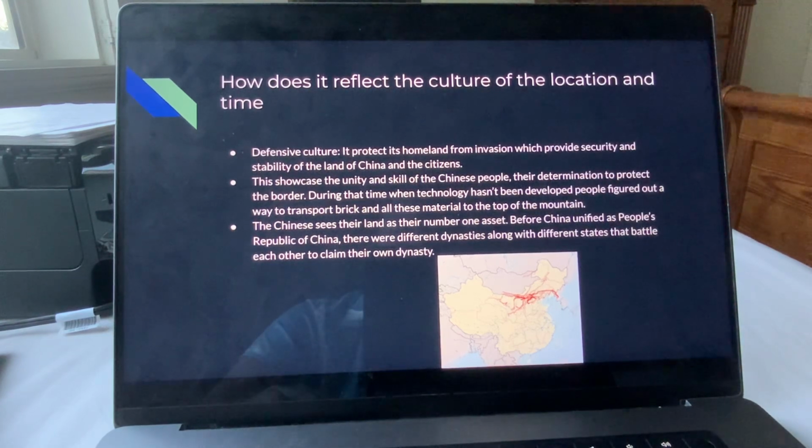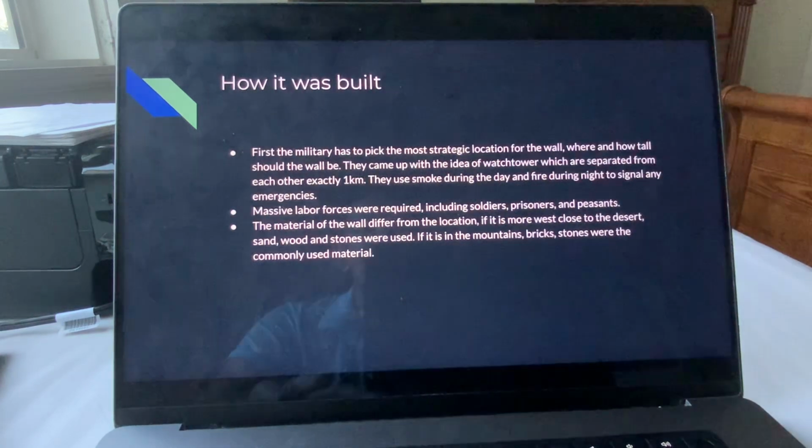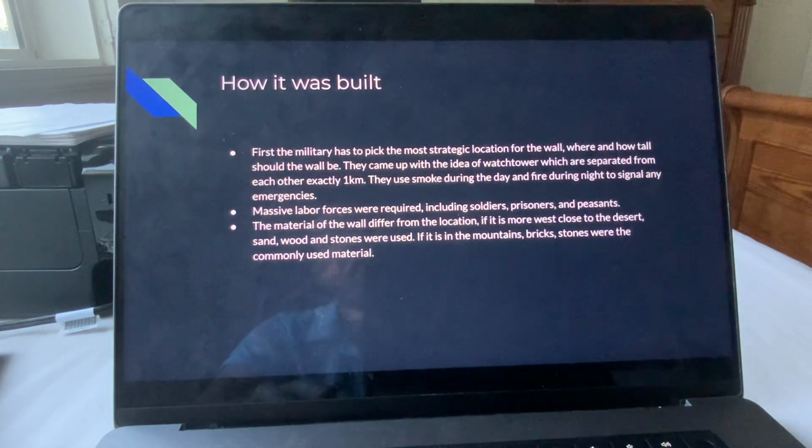And during a time when the technology hadn't been fully developed yet, people figured out a way to transfer brick and all this material to the top of a mountain. So how was it built?